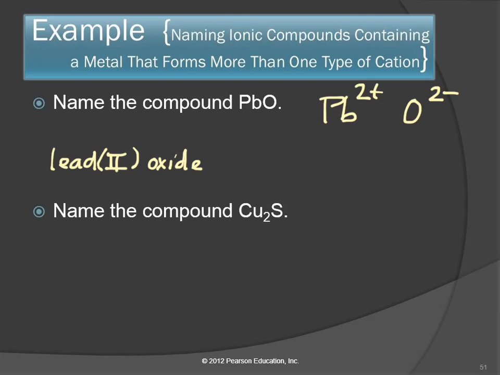About Cu2S. Cu is what element? Copper. Is copper in groups 1A, 2A, 3A, zinc, or silver? No. Therefore, it needs a Roman numeral. Leave a space. S is sulfur, which becomes sulfide. So this is copper something sulfide.